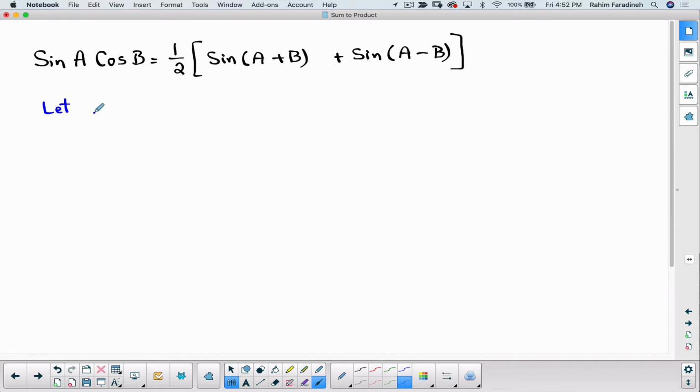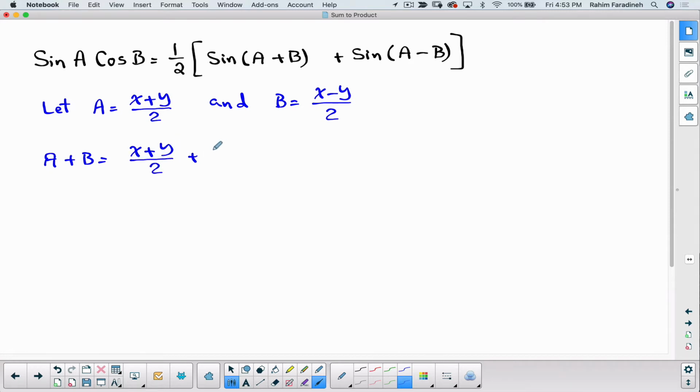If we let A be (x plus y) divided by 2 and B be (x minus y) divided by 2, the expression A plus B becomes (x plus y) over 2 plus (x minus y) over 2, having the LCD 2, add the numerators, simplify. So A plus B becomes equal to x.